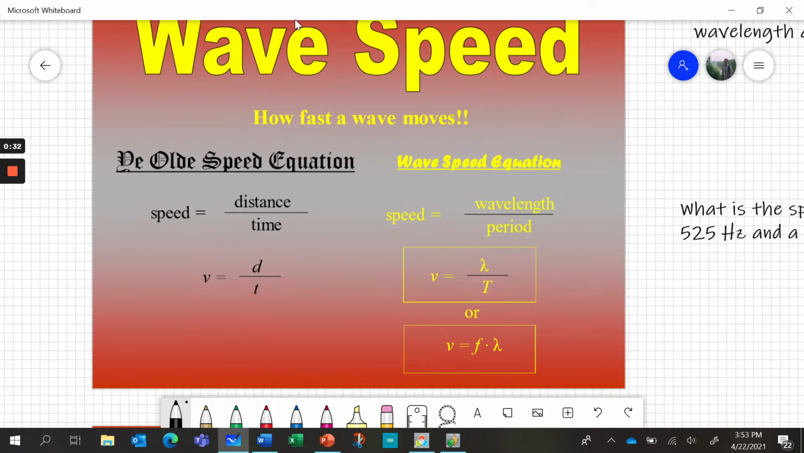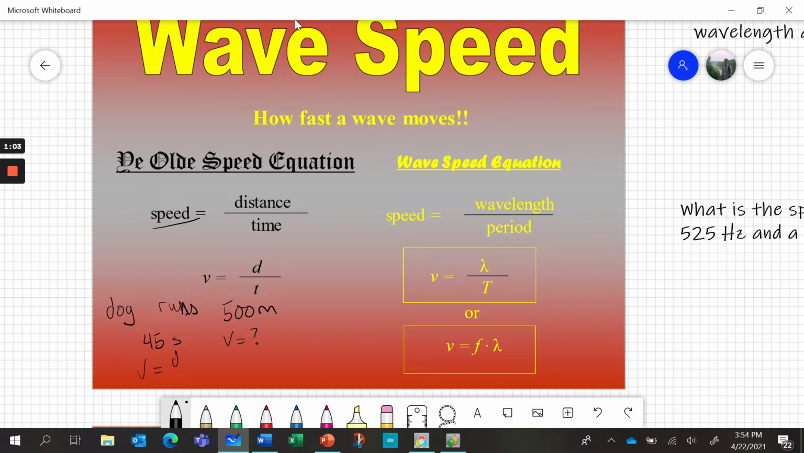All right, so to figure out speed, we already have an equation. It is distance divided by time. We've been using this equation since the beginning of the year. So for example, if we have a dog that runs 500 meters in 45 seconds, then what is the velocity of the dog? You would just use this equation, v equals d over t, plug in your numbers, 500 meters for distance over time of 45 seconds is going to give you a velocity of 11.11 meters per second. That's really fast, okay?